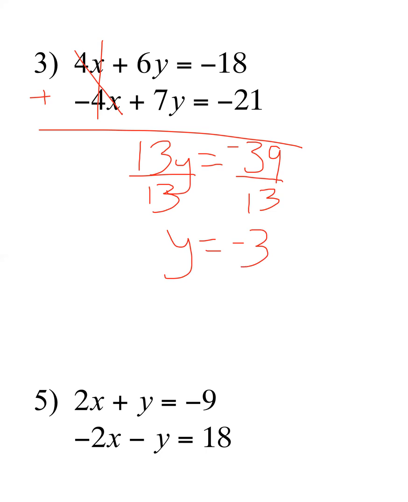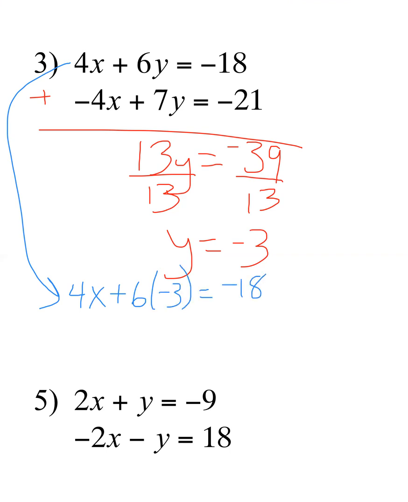Okay, so now let's go ahead and take that value, and how do I find x? Well, you're going to go back to one of the originals, remember? Let me just erase crossing that out since I need these again. Go back to one of the originals, it doesn't even matter which one, and plug in negative 3. So I'll take the top equation. So 4x plus 6 times, now I know that y is negative 3, equals negative 18, and let's go ahead and solve. 4x minus 18 equals negative 18. Add 18 to both sides.